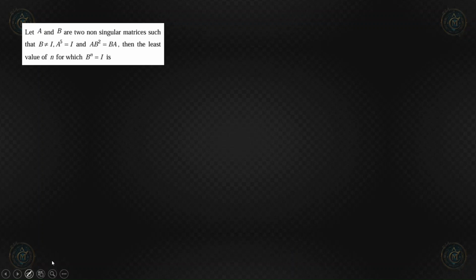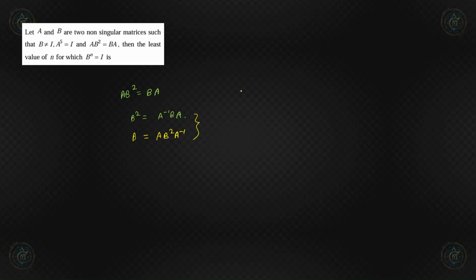So we are given this equation, AB square equal to BA. We can pre-multiply both sides with A inverse, because A and B are non-singular. A inverse times A becomes I, so B square equal to A inverse BA. Similarly, if we pre-multiply the left hand side with A and then post-multiply with A inverse, we get another equation, B equal to AB square A inverse. These two equations are what we need to solve this question.